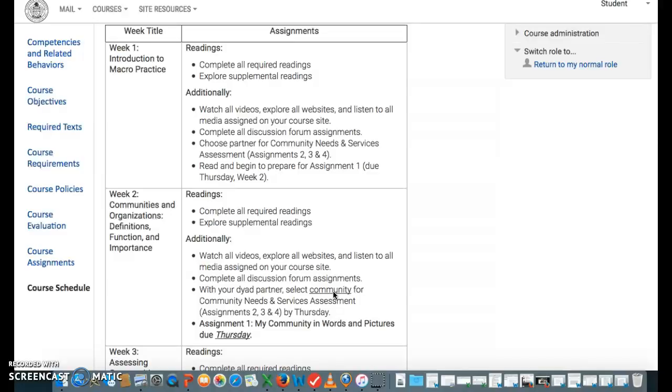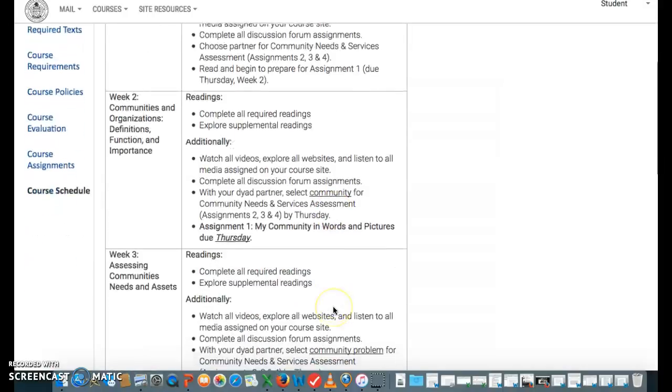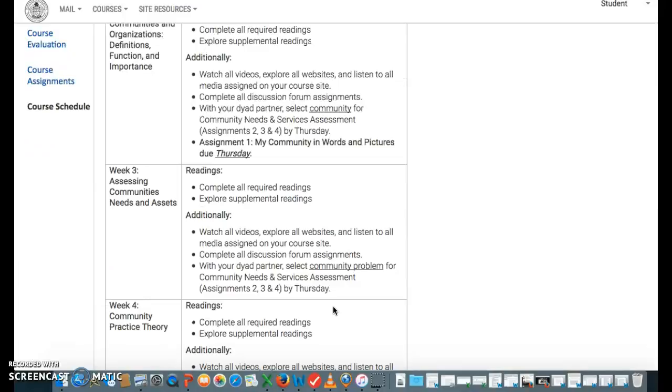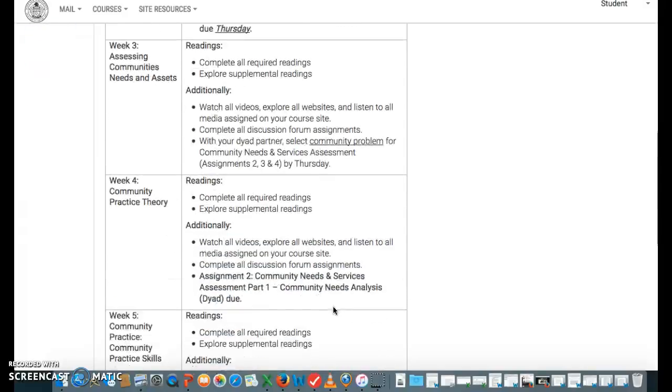Week 1 is really the introduction to macro practice, and week 2 we're going to be moving into communities and organizations, how they're defined, how they function, and the importance of them. Week 3 we'll start getting into the assessment, and you're going to be starting to build those skills that are necessary for your intervention plan and for the advocacy work. So we'll be assessing communities' needs and the assets.